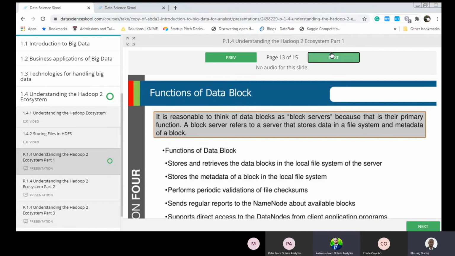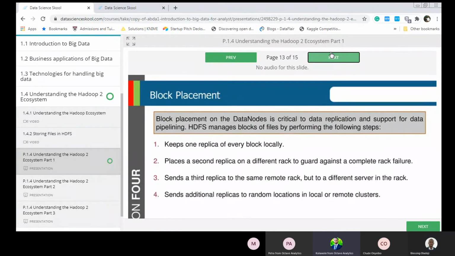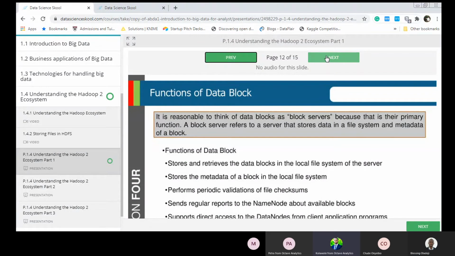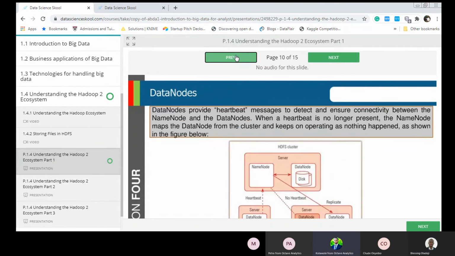Then Sir, I have a question. Please ask me. Okay, I'm not clear with data block and what's this other guy? And data, is it data server or block server? What do you call them?